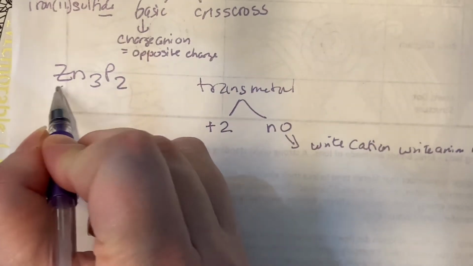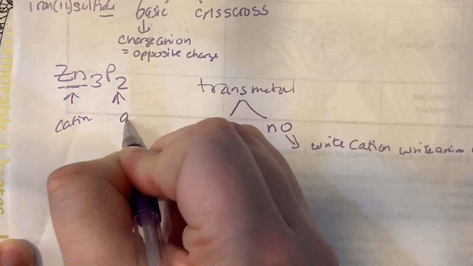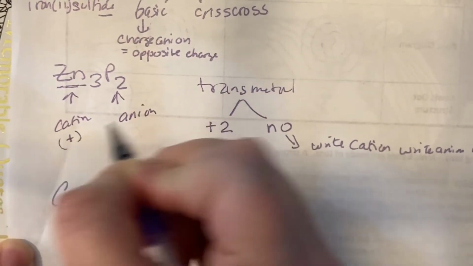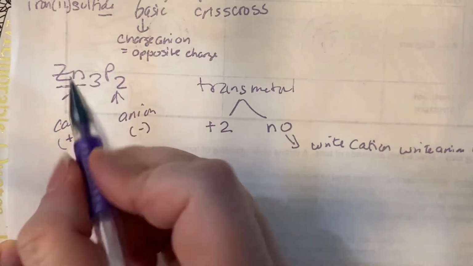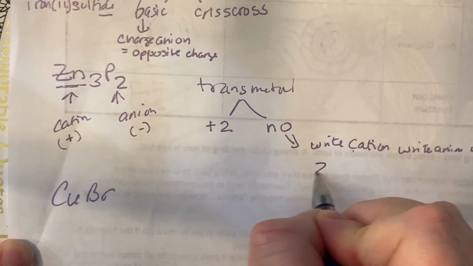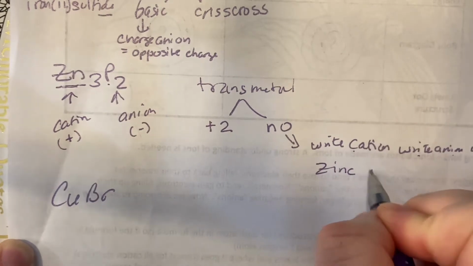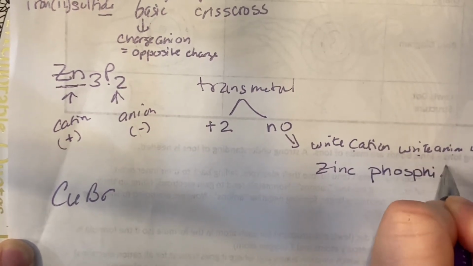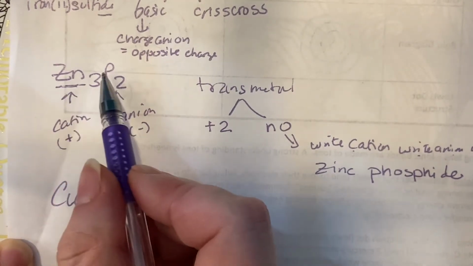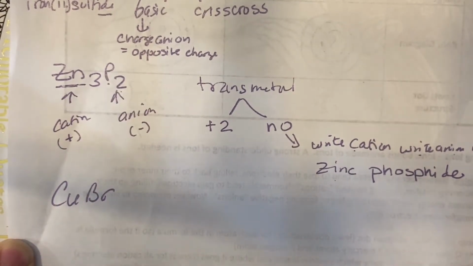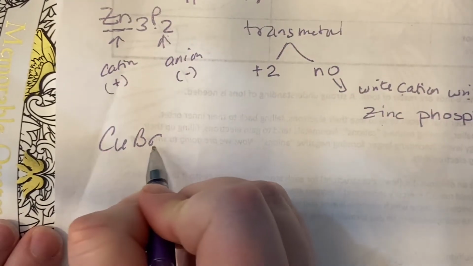The cation's always the first guy, the anion's always the second guy. The cation is positive, cats are positive, anions are onions, they're negative. So I'm going to write the cation, zinc, and then write the anion with an "ide." So instead of phosphorus, I'm going to say phosphide. You could have said phosphoride too, but we tend to shorten it. So Zn3P2 is zinc phosphide.